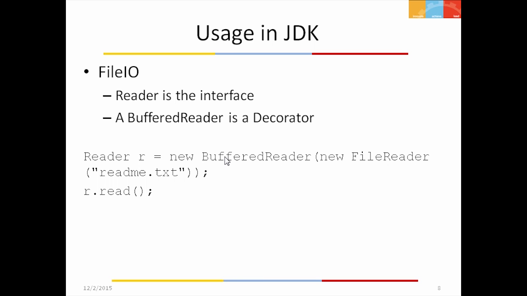So buffered reader takes the component file reader into it, and then it adds additional functionality, which is basically buffering the read operation. File reader does not have the buffering mechanism, but buffered reader has the buffering mechanism. And then when you call r.read on the reader, the buffered reader will first call file reader's read method, and then it will add the additional buffering capability.